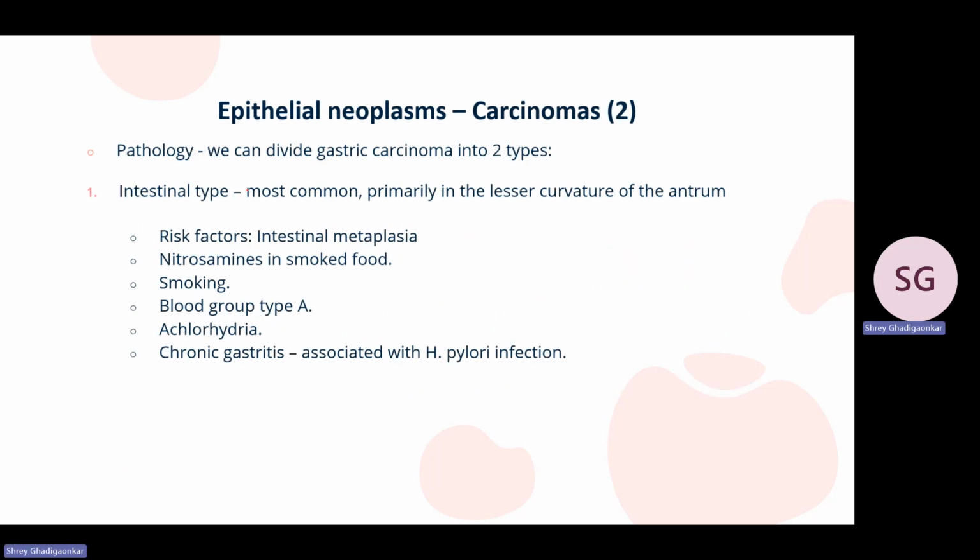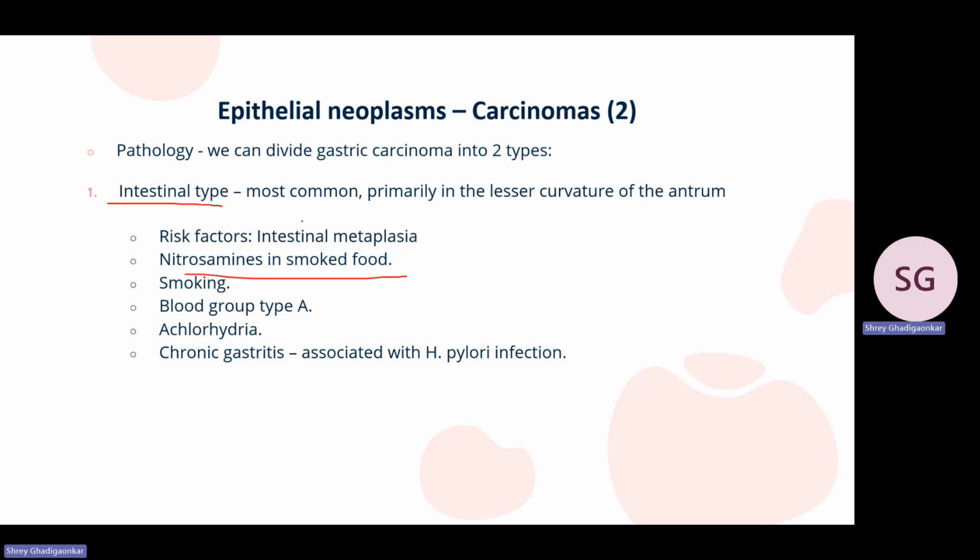Regarding the pathology, we can basically divide the gastric adenocarcinomas into two types. One of them is the intestinal type, and the second one is the diffuse type. In the intestinal type, these are the most common ones, and they primarily occur in the lesser curvature of the antrum. And these are your risk factors. They're usually associated with intestinal metaplasia, and nitrosamines, as mentioned, in smoked food.